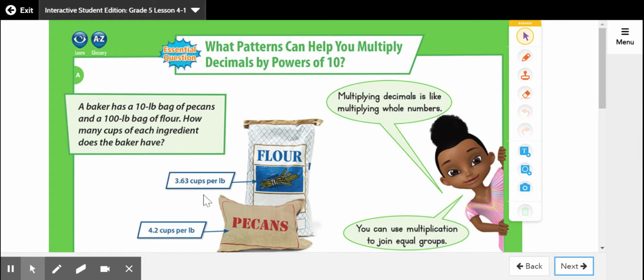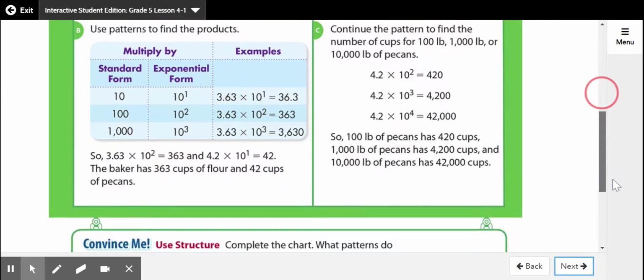So I guess they weigh different. If I had a pound of flour, I put it on a scale, I would have to get 3.63 cups to make a pound of flour. But pecans weigh a little less, so I would need more pecans to make a pound. So I would need 4.2 cups to make a pound of pecans. So we're going to learn how multiplying decimals is like multiplying whole numbers. And you can use multiplication to join equal groups. Let's see what they're talking about.